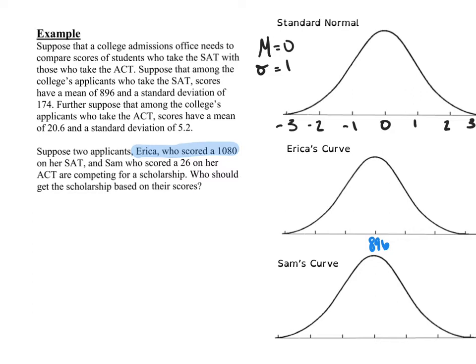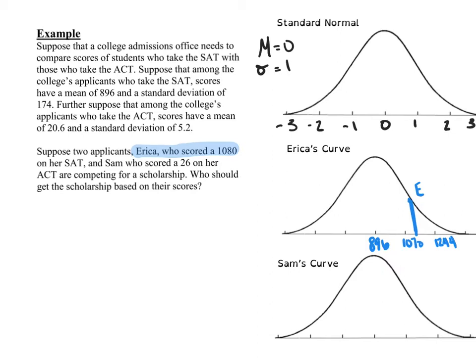And so when I add 896 plus 174, I get 1070. We can see that Erica's score is going to be greater than that. So I need to go at least one more standard deviation. If I add another 174, I get 1244 here. And we can stop there because we can see that Erica's score is going to fall somewhere close to this 1070 out here. So this is what she made on her SAT, right?